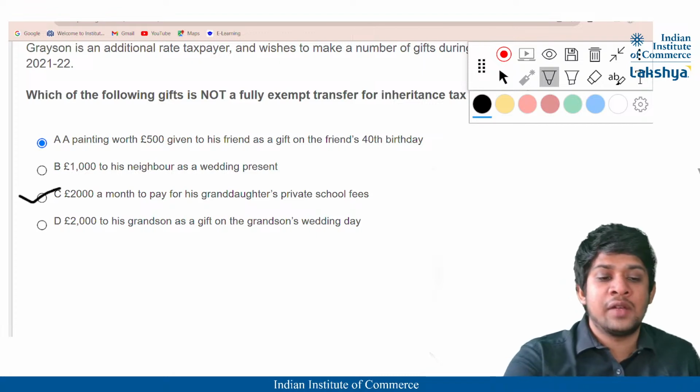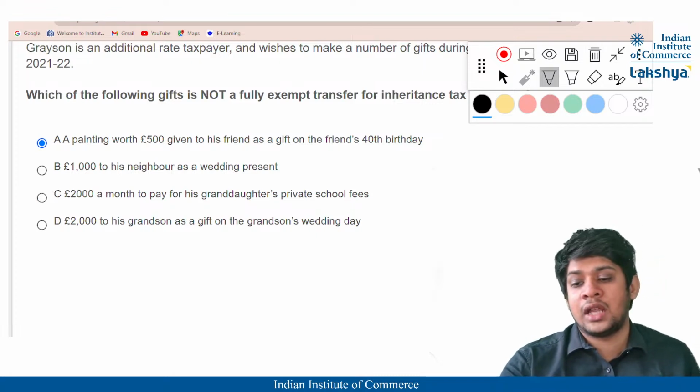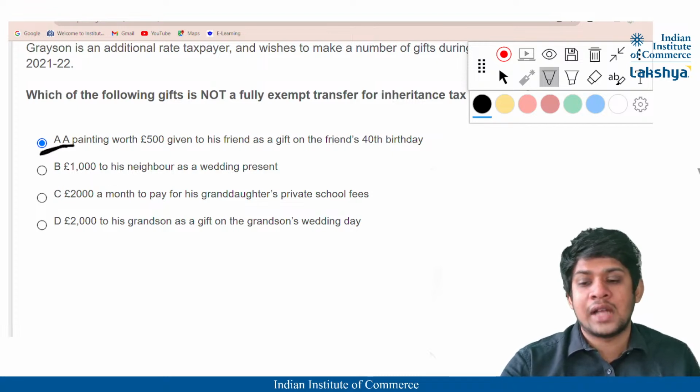So this will not be the answer. We have to identify the one which is not exempt. And that we've already identified. We have got the answer, but I'm just showing you why others are not taxable.